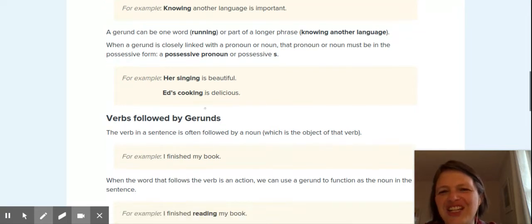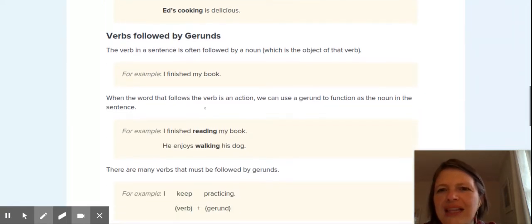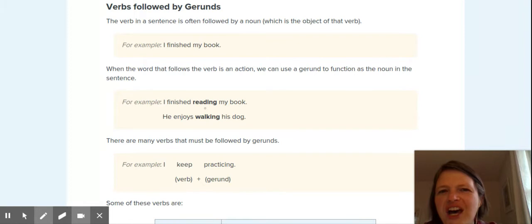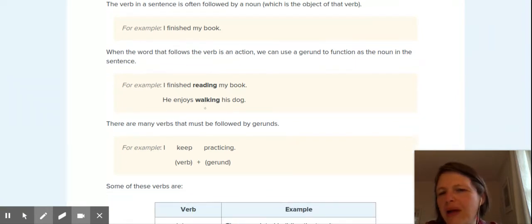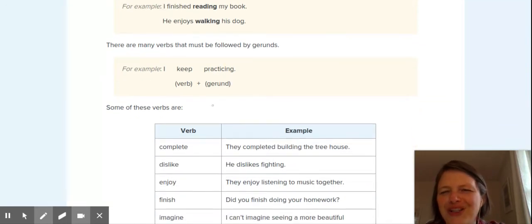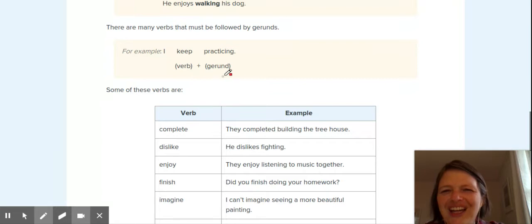You can also use a gerund in a longer phrase, such as her singing is beautiful, or Ed's cooking is delicious. A less common way that gerunds are used in English is when they follow a verb in a sentence. So you can see, I finished reading my book, or he enjoys walking the dog. There are many verbs that must be followed by gerunds. So, I keep practicing.